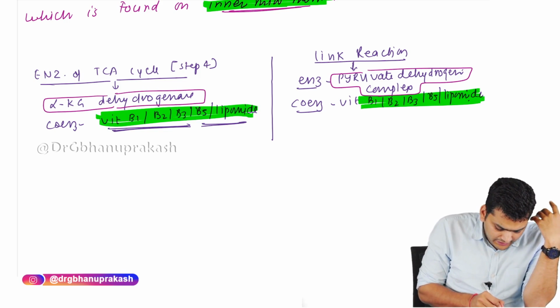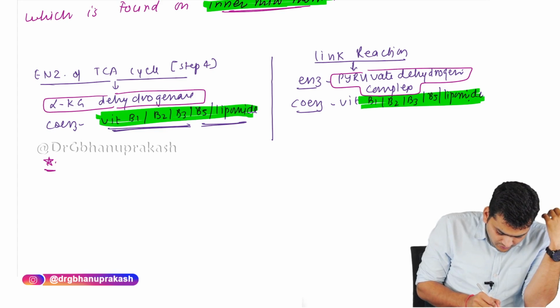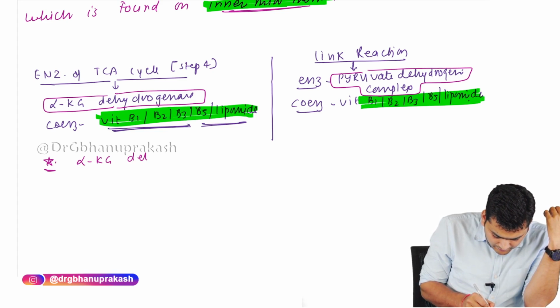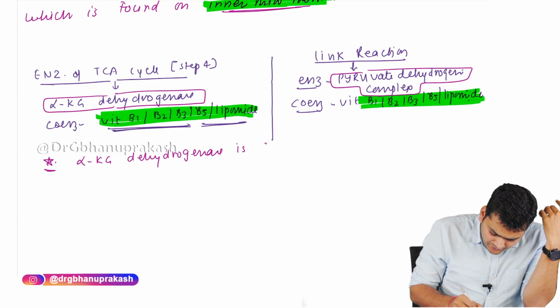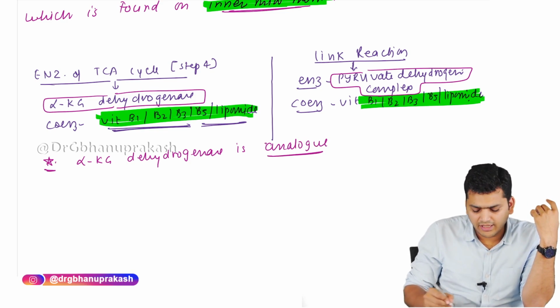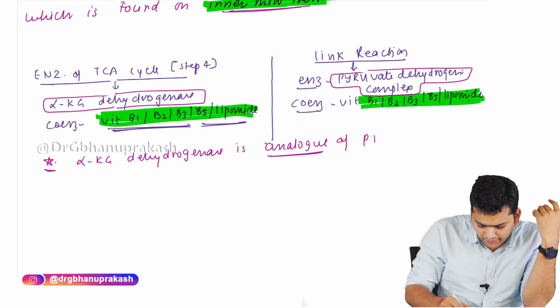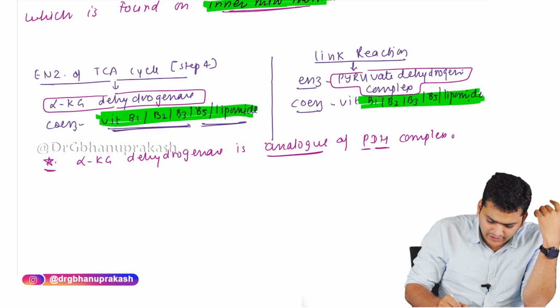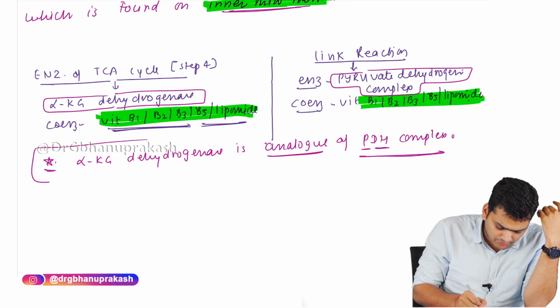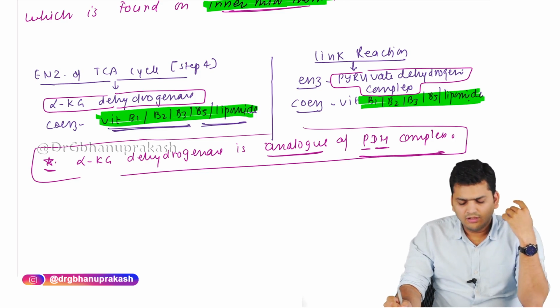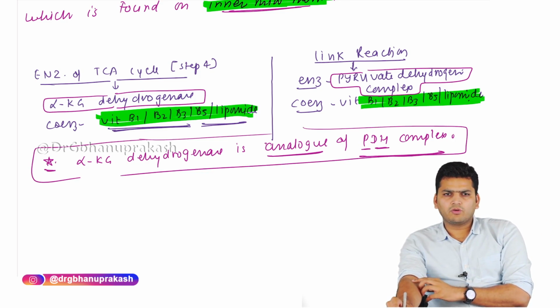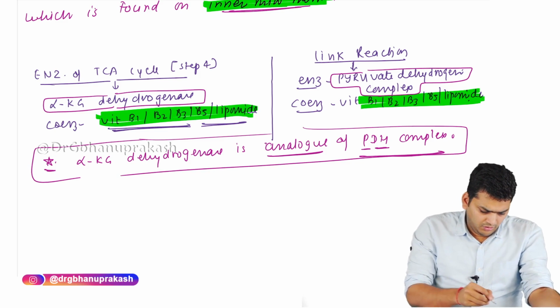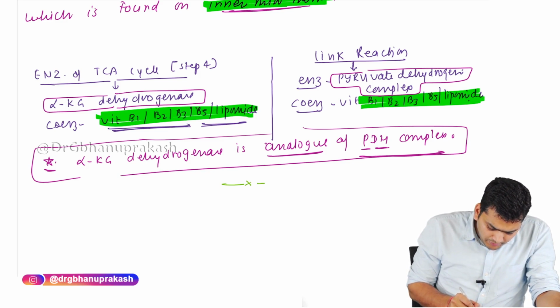So let's write down this point that alpha-ketoglutarate dehydrogenase is an analog of pyruvate dehydrogenase complex. Analog means similar. Pyruvate dehydrogenase complex is called the PDH complex. So this is the point to be remembered: which enzyme is an analog of the PDH complex? The answer is alpha-ketoglutarate dehydrogenase. Okay, so these are the points to be remembered for the TCA cycle.